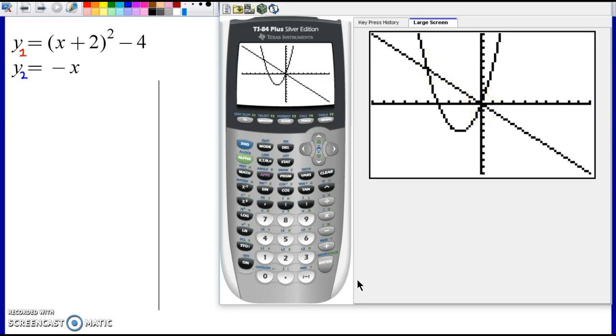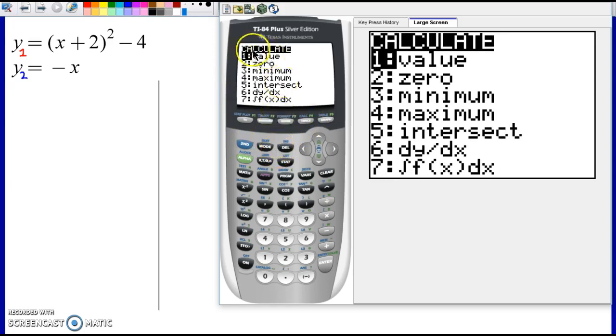called the intersection key. So now, once I've graphed the equations, if I hit second and I go to calculate, you see the blue text on top of the trace button where my cursor is? It says calculate. If I hit the second button, oh, whoa, what happened there? Second, calculate, and now I'm in the calculate menu.